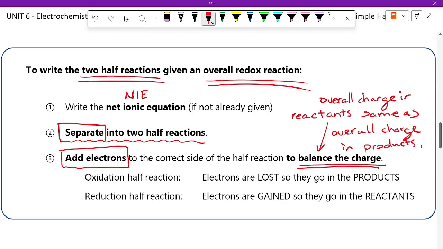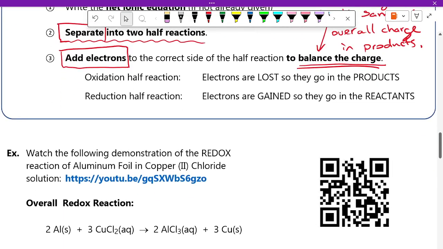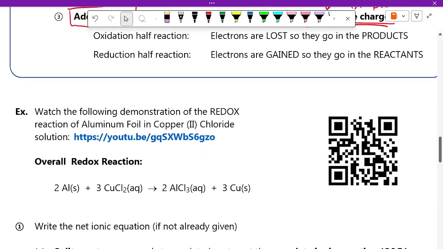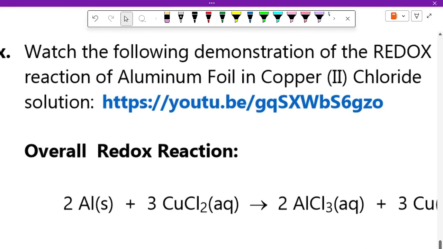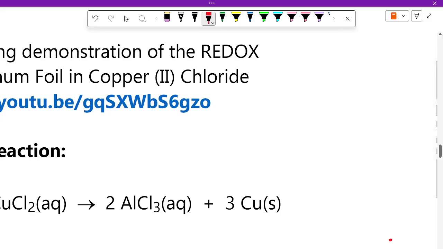Okie dokie. We are not going to do a demonstration of this because today's a short day. I might haul it out tomorrow. But what you can do, if you want to, is go watch this video at home. What you would do is take some aluminum and throw it into some copper 2 chloride solution. All right. And then we would end up with aluminum chloride and copper solid.